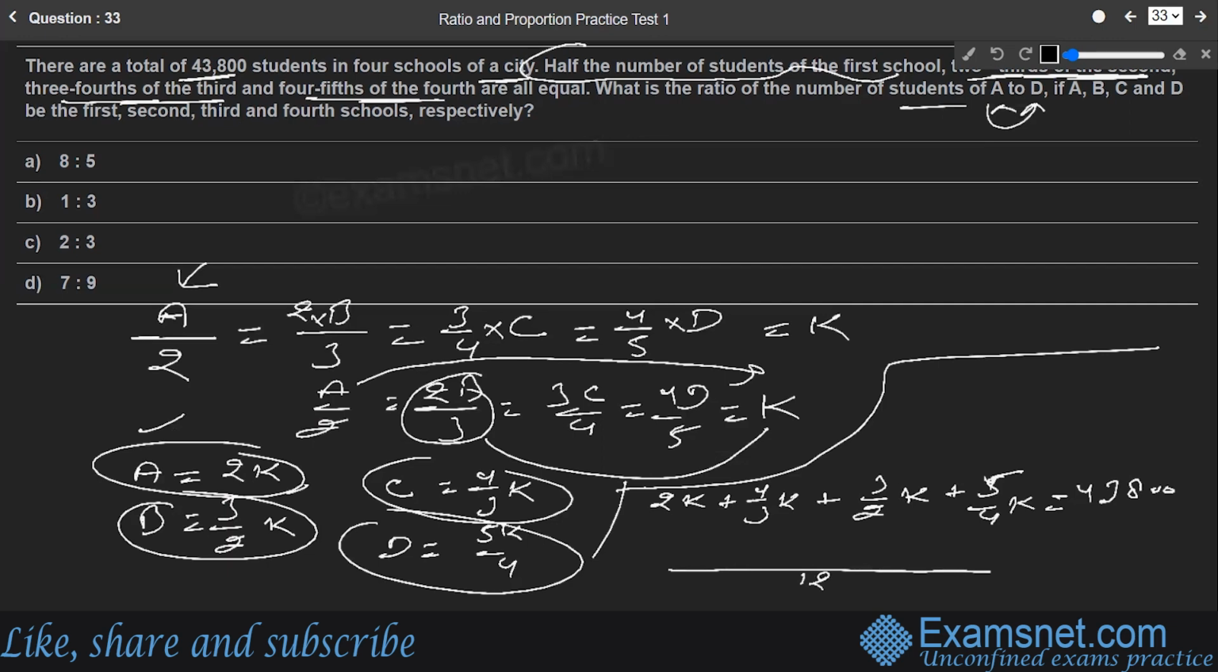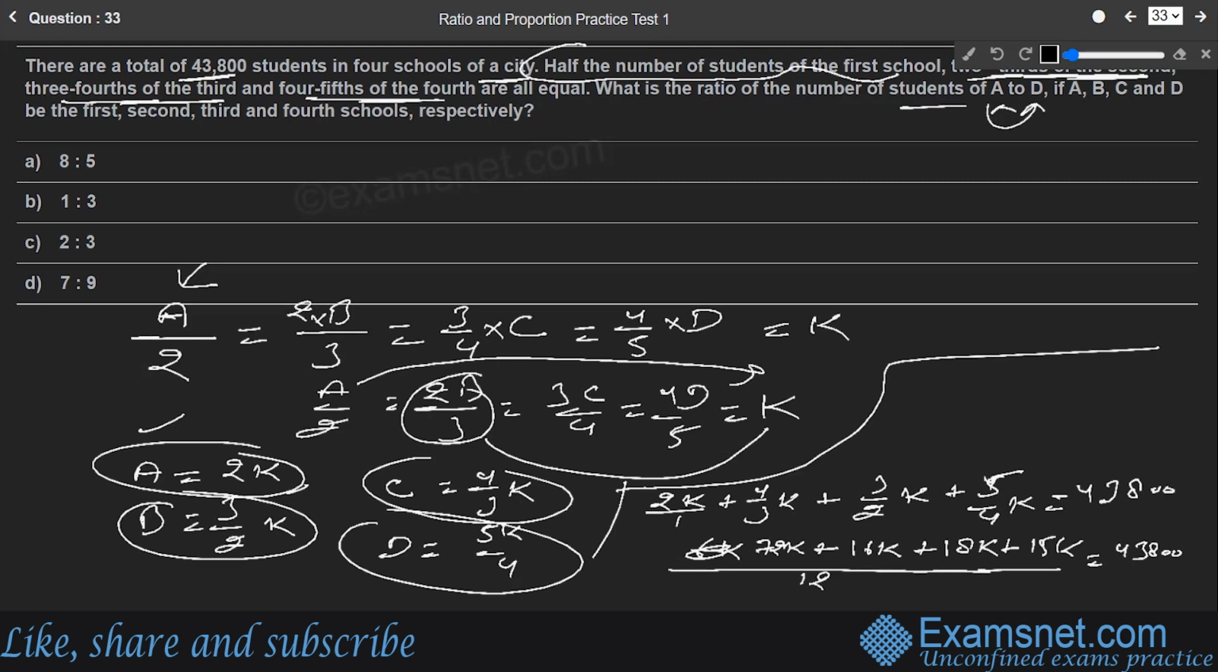So let us find out the values. 2 sixes are 12, so it has to be 6K. No, the denominator is 1, so 12 times 6 is 72K plus 4 by 3K. So 3 fours are 12 and 4 fours are 16K, plus 2 sixes are 12. So 6 threes are 18K plus 4 threes are 12. So 3 fives are 15K is equal to the given 43,800. This is the actual value.